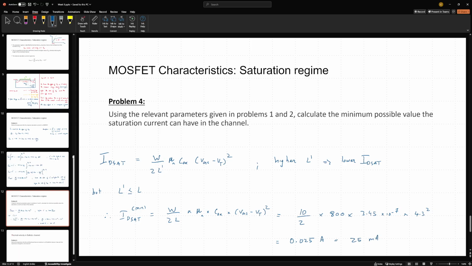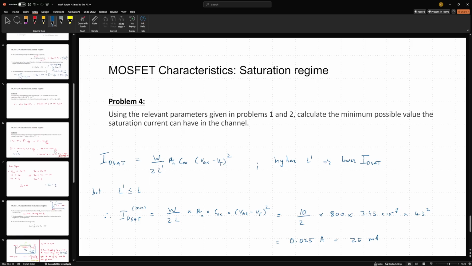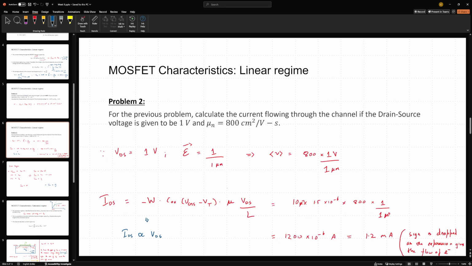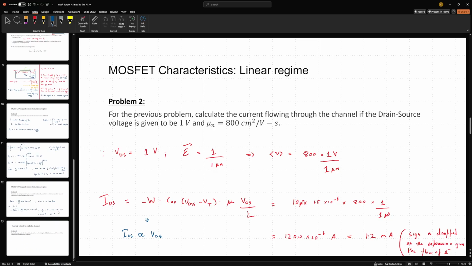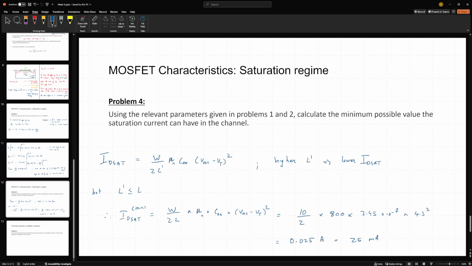Notice that for the same device, in the linear regime, we had a current of 1.2 milliampere. However, once this device saturates, the lowest possible saturation current that such a device may have is 25 milliampere. So it is actually around 20 times higher than the linear regime current that we observed for a conservatively chosen voltage value. Okay, one more second, please.